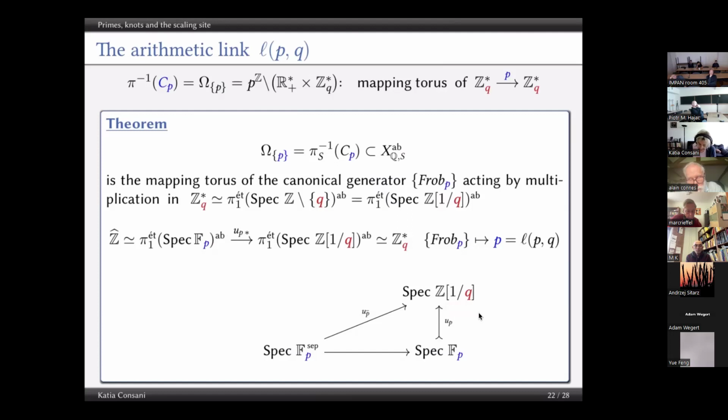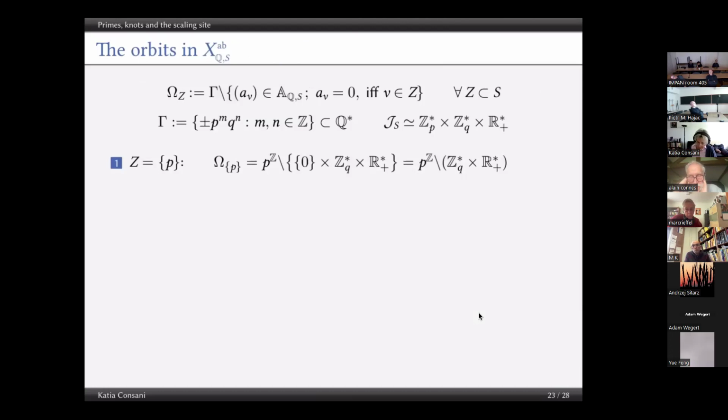So then the action of P here is on ZQ star by Frobenius. So the Frobenius implies an action by P on ZQ star. And so this is really the link, interpreted now in both ways, as number theoretic and geometrically visualized inside a space which contains the two knots, which in spec Z we didn't have.